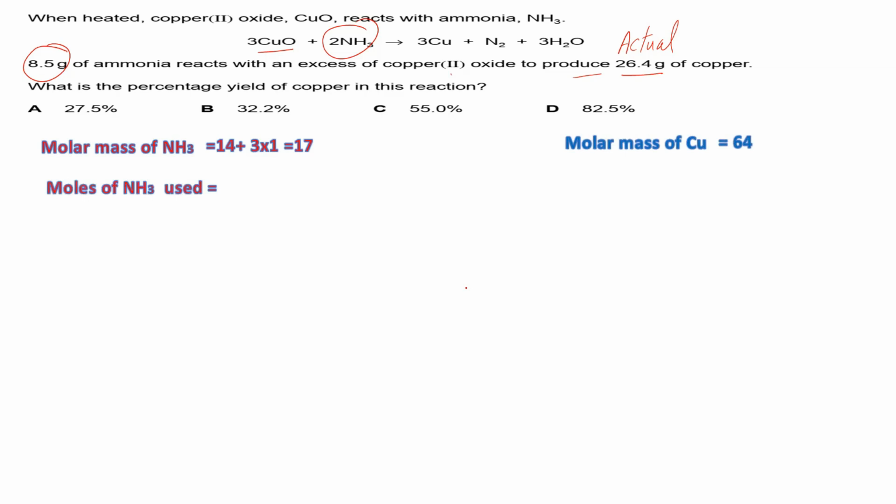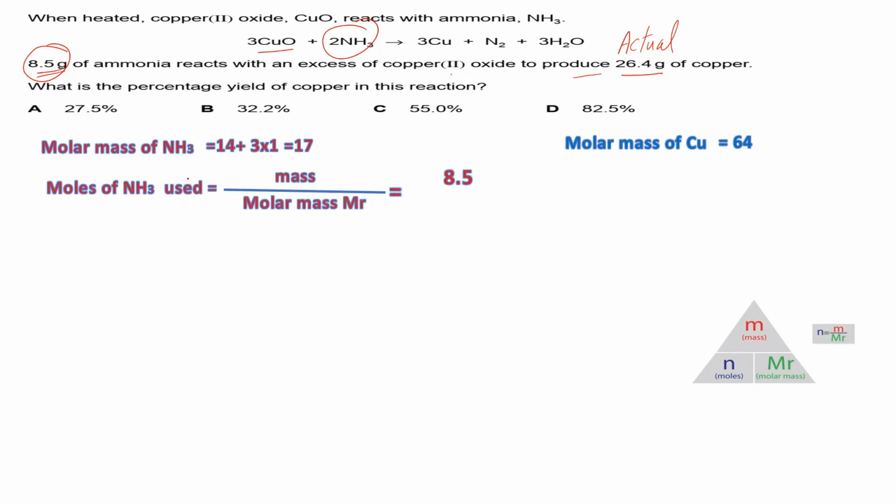Moles of NH3 used, here we use 8.5 gram only. So mass over MR gives the number of moles. 8.5 grams used over the MR of ammonia, 17, equals half a mole of ammonia.